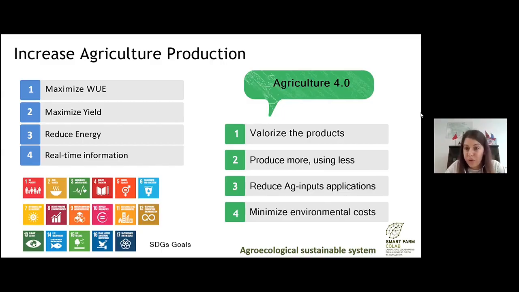And to implement a sustainable system for agriculture, we need for sure to implement what we call Agriculture 4.0, in the way that we can valorize these products, not only for the farmer or the producer, but also for the consumer, who is also more demanding, and to produce more products using fewer resources. When we say fewer resources, we are talking about the water, the soil, and also reducing agricultural input application through a more efficient and selective approach in the application.